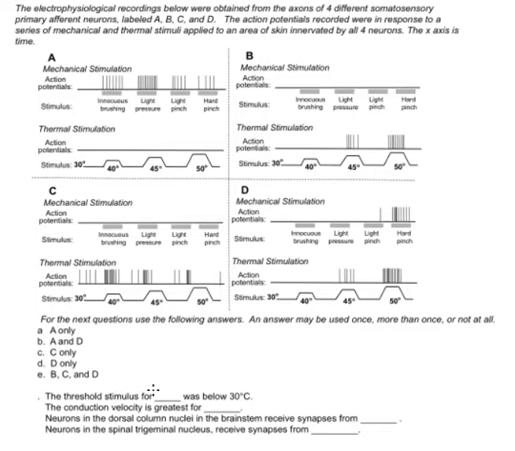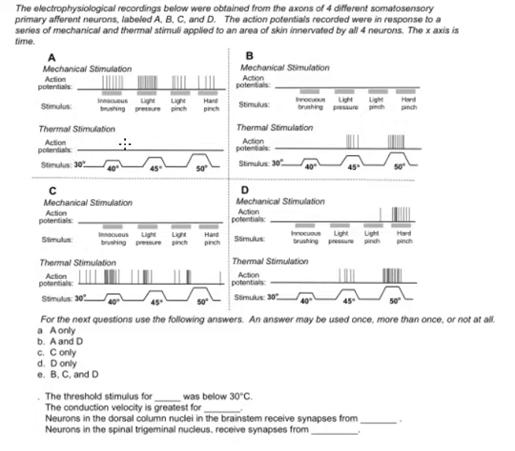The threshold stimulus for which neuron was below 30 degrees Celsius? If you'll remember back to action potentials, the threshold was the minimum depolarization required to activate an action potential. Similarly here, the threshold stimulus would be the minimum, in this case, temperature to activate an action potential. So all we have to do for this question is look at the thermal stimulation data and see what's the minimum temperature required to start an action potential.